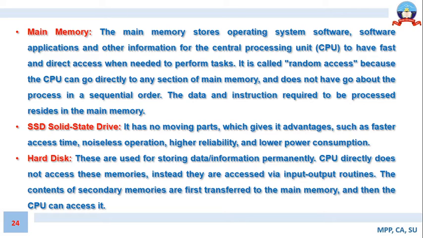So this is what I was trying to refer to. Any content that the processor wants to refer to has to be first brought into the main memory, and then the CPU can access it. So these are different types of memory.